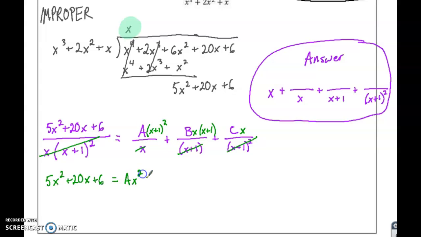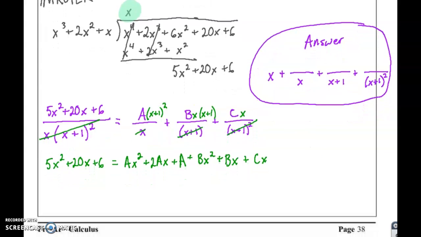So we have ax squared plus 2ax plus a, plus bx squared plus bx, plus cx. I made a mistake right here. That should be plus a. I don't know why I forgot to distribute that. Which is actually part of your answer because there's only one constant term. You see how they all have x's or x squareds except for this one? So that tells me right away that a has to equal 6. So my answer, I know that piece right there is 6.